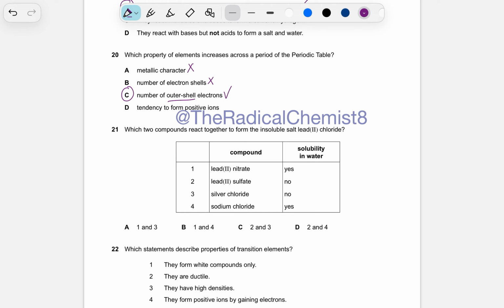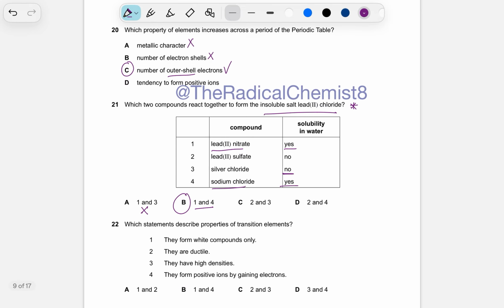21. Which two compounds react together to form the insoluble salt lead 2 chloride? So remember, to form an insoluble salt, you need 2 soluble salts. So in this case, let's look at the options. Option 1 and 3, lead 2 nitrate and silver chloride. Well, one of these is insoluble, so nope. Next, 1 and 4. So you've got lead 2 nitrate is soluble and sodium chloride is soluble. And then this will form lead chloride and sodium nitrate. So yes, 2 soluble salts forming an insoluble salt.